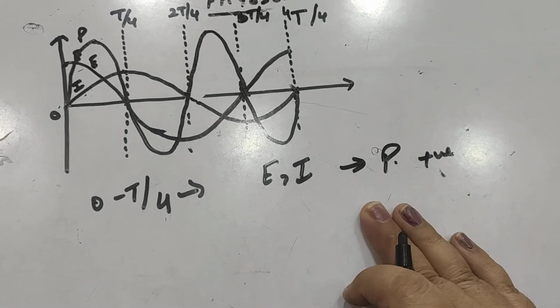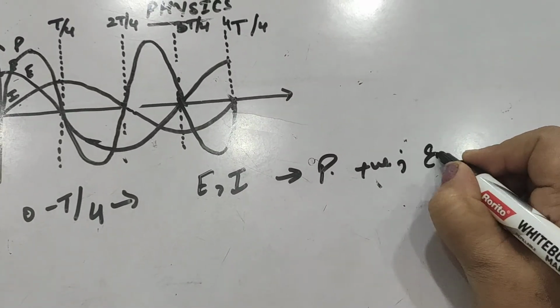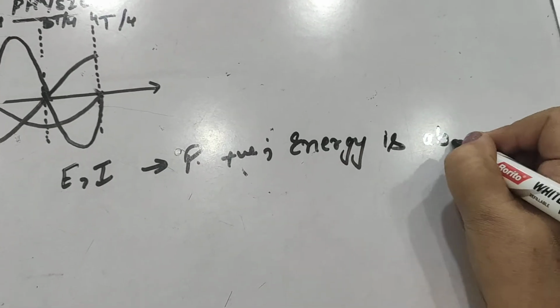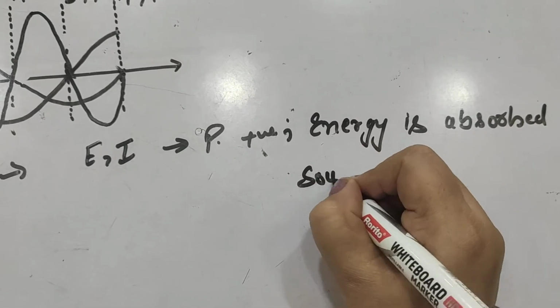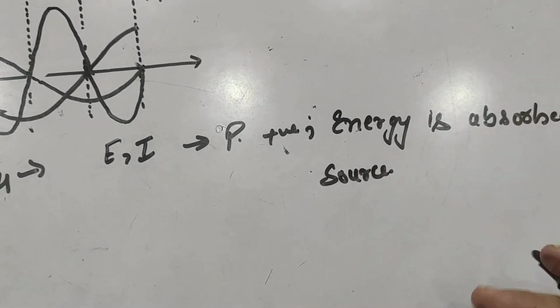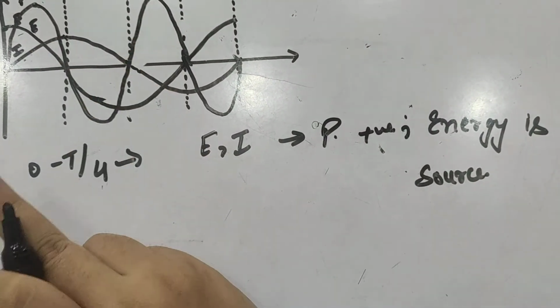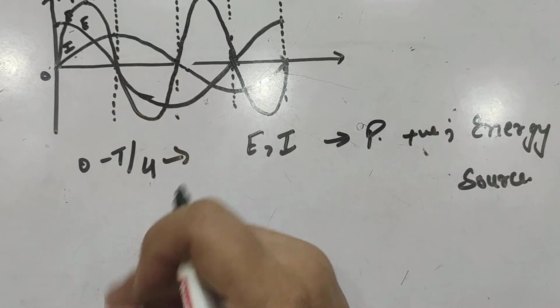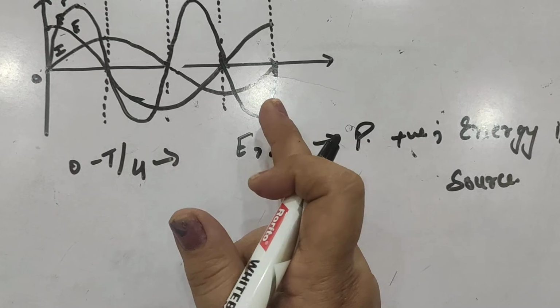Power is positive means energy is absorbed from the source. In that case the inductor gets magnetized, because current is increasing. Now if current is increasing through the solenoid, more magnetic field is being induced, and we can say that the inductor is being magnetized.